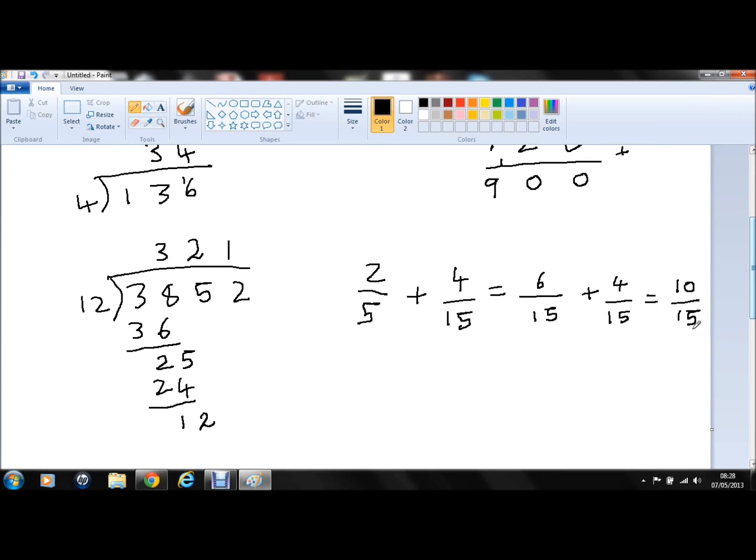And although 10/15 is the correct answer, when we do fraction questions, we like to give our answer in the simplest form. And there is a simpler equivalent fraction to 10/15. What we have to do is cancel down. Is there a number that will go into 10 and into 15 exactly? Well, 5 will go into 10 twice. It will go into 15 3 times. Our answer is actually 2/3.